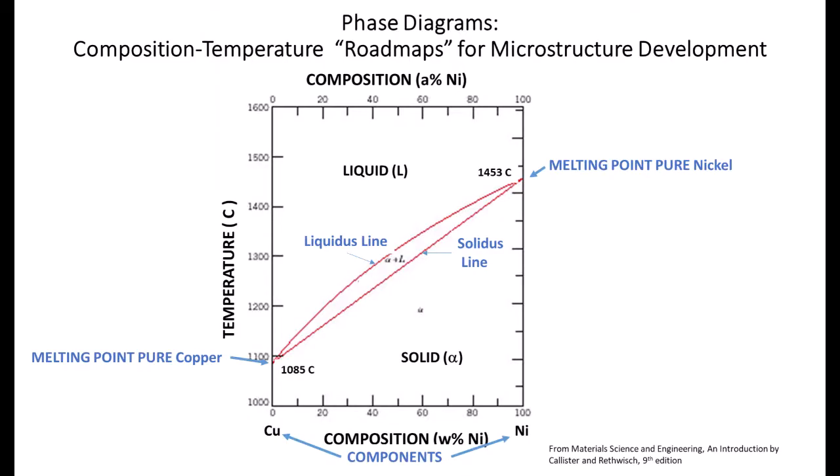Let's have a preliminary discussion of phase diagrams. Phase diagrams are really composition temperature roadmaps for the design of microstructures. They are incredibly effective tools that can be used to produce microstructures tailored to achieve specific properties and performance metrics. Shown here is a very simple binary phase diagram for the copper-nickel system. This type of diagram is referred to as an isomorphous binary diagram.